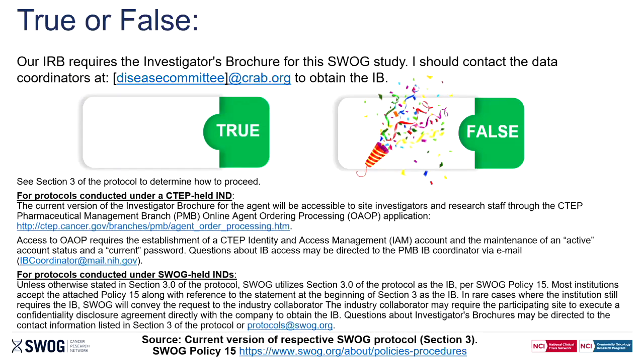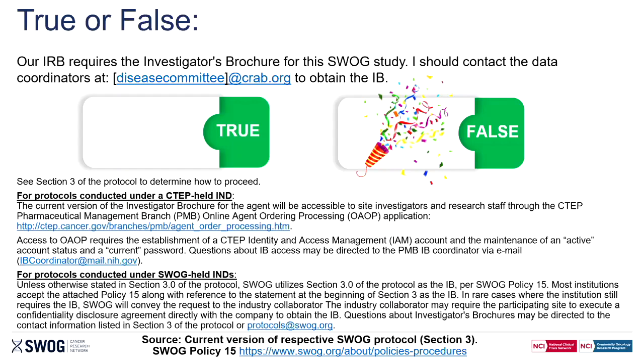For protocols conducted under a CTEP held IND, the current version of the IB for the agent will be accessible to site investigators and research staff through the CTEP Pharmaceutical Management Branch, the PMB, online agent ordering processing, which is the OAOP application. We should have had a question about all the acronyms. Man, there's a lot. Access to the OAOP requires the establishment of a CTEP identity and access management, the IAM account, and the maintenance of an active account status and a current password. Questions about IB access may be directed to the PMB IB coordinator via email. And am I the only one with the song OAOP in my head right now?